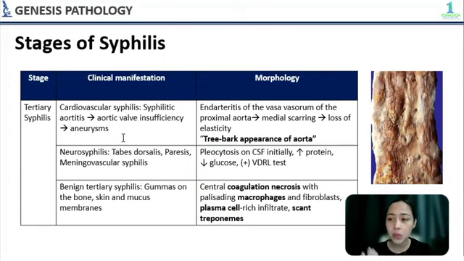Neurosyphilis, pwede siyang maging symptomatic or asymptomatic. We have tabes dorsalis, paresis, and meningovascular syphilis. Classically, makikita mo sa CSF findings, there is pleocytosis, high protein, decreased glucose, and positive VDRL test. Then we have your gumas, which can be seen on the bone, skin, and the mucous membrane.